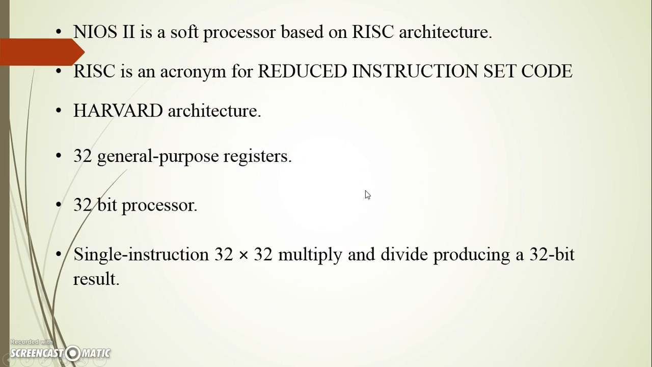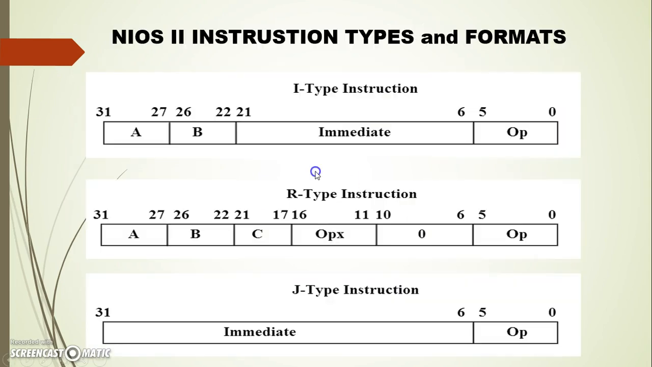It has 32 general purpose registers. Each register is a 32-bit register. It is a 32-bit processor, which means the ALU can process two 32-bit operands at a time. There are dedicated instructions for multiply and divide operations, and the result of a 32-bit multiplication will be 64-bit, and the lower 32 bits are stored in the respective register.